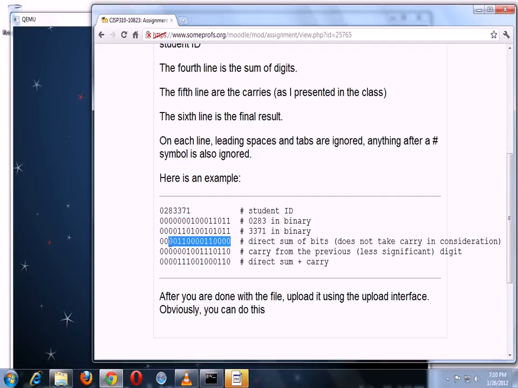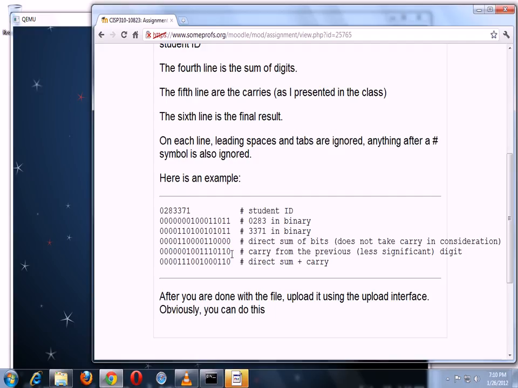The fourth line is just a direct sum using the rules. 1 plus 1 is 0 with a carry, so you have to remember to put the carry on the next line correctly. 1 plus 1 is a 0 with a carry. 0 plus 0 has no carry. 1 plus 1 is a 0 with a carry. 1 plus 0 is 1 without a carry. I would fill this line with all zeros initially, and only when you need to turn it into a 1, then you turn it into a 1. Okay?